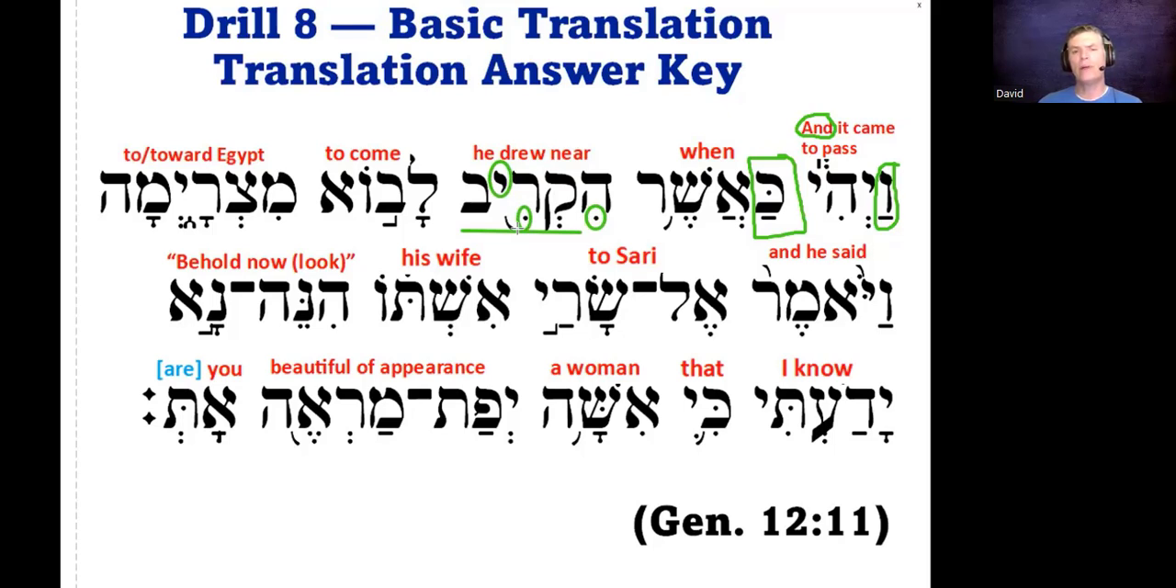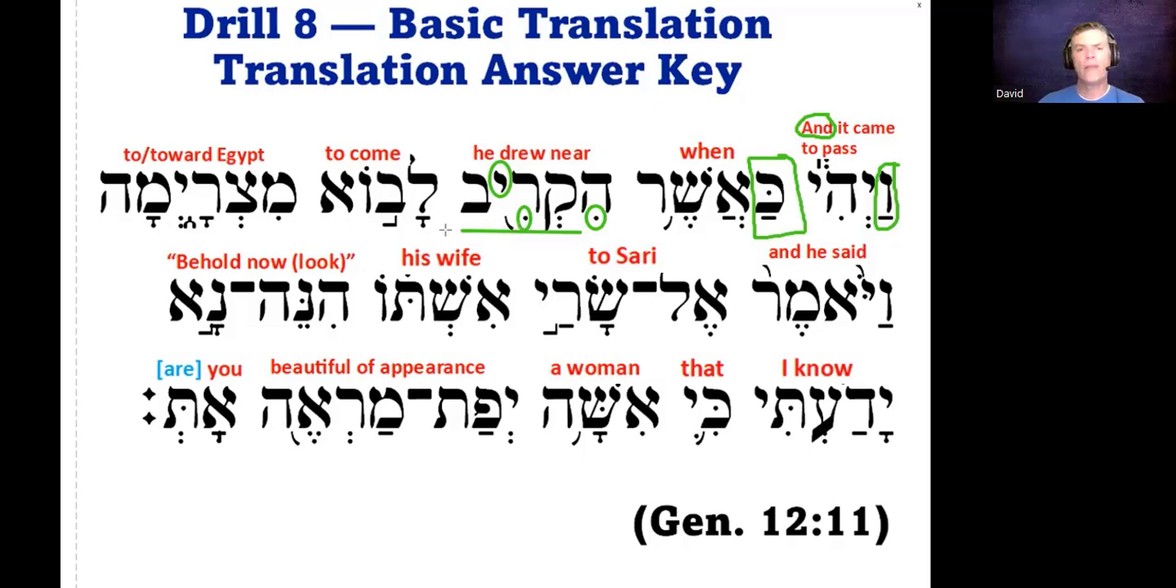This could have easily been put in the kal, the simple form, and it would have been translated he drew near. It happens to be in the hifil. It is also translated he drew near because it would not make a whole lot of sense to translate it as he caused to draw near.